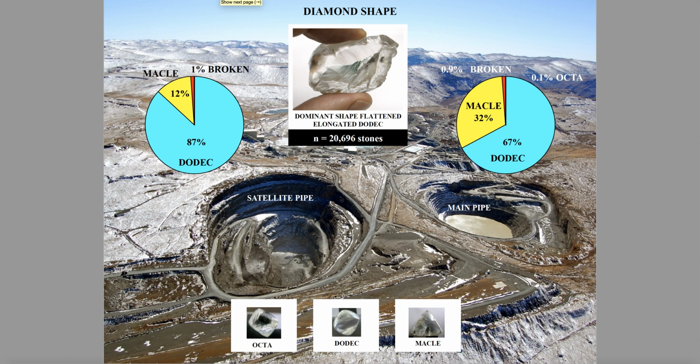Here we have two pie diagrams showing us that in the satellite pipe, 87% of all diamonds are dodecahedrons, 12% are macles, and 1% is broken. Whereas in the main pipe, 67% are dodecahedrons, 32% are macles, then 0.9% are broken stones, and 0.1% are octahedrons.